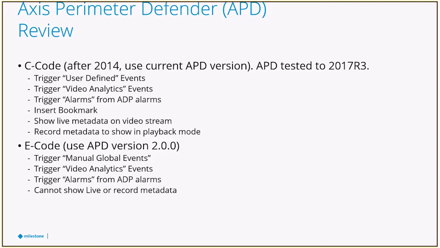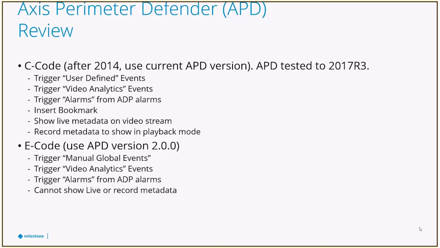You also notice that in E code, and we'll cover this a little bit later, Axis prefers that you use a previous version because some things have been tweaked in the Perimeter Defender Bridge and some of its functionality. You can also get the manual global events, video analytic events, and alarms, but in E code, that bounding box data does not show up. There's no way to make it work.